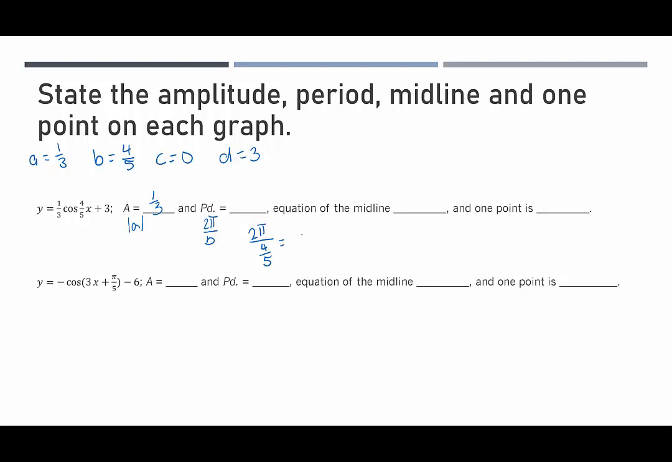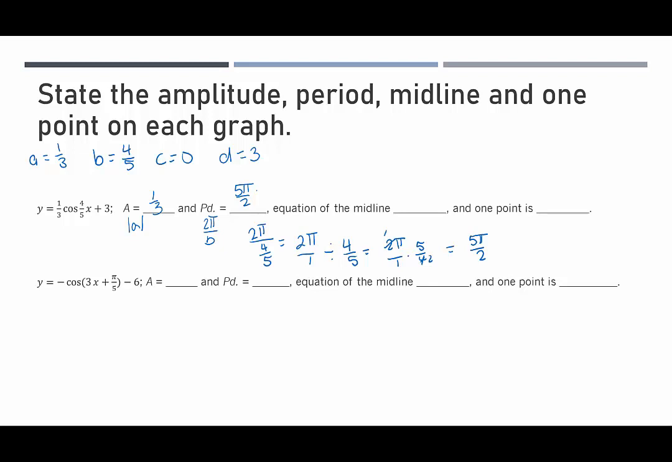Whoops, complex fraction alert. This is going to be 2 pi, I'm going to put it over 1, divided by 4 over 5. We can rewrite by multiplying by the reciprocal. That's 5 over 4. I'm going to just simplify this. Okay, so we end up with 5 pi over 2. Yikes. Okay, so the period this time is 5 pi over 2. So that's from the beginning to the end of one cycle is 5 pi over 2 units.